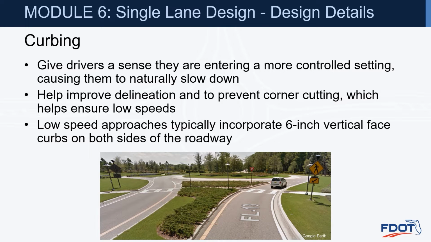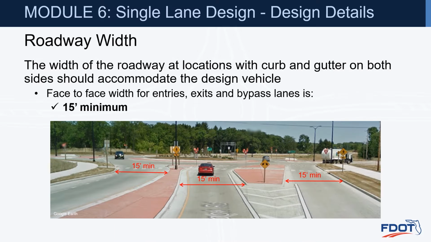Curbing. Curbing gives drivers a sense they are entering a more controlled setting, causing them to naturally slow down. It helps improve delineation and to prevent corner cutting, which helps ensure low speeds. And low speed approaches typically incorporate 6-inch vertical face curbs on both sides of the roadway. Roadway width. The width of the roadway at locations with curb and gutter on both sides should accommodate the design vehicle. And the face-to-face widths for entries, exits, and bypass lanes is 15 feet. So that again is typically your 12-foot lane with 1.5-foot gutters on both sides.